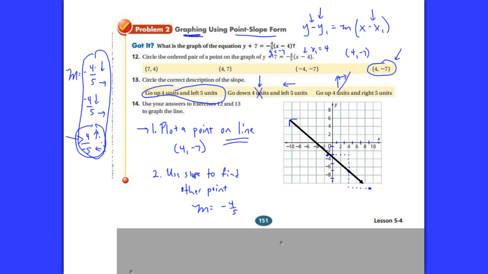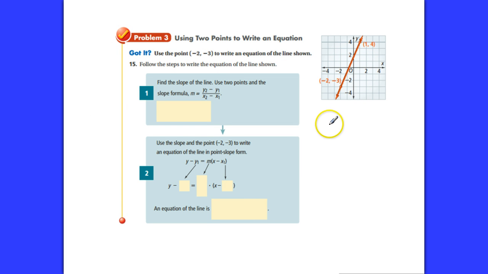Okay, we have one more part to wrap up here before we're done. Let's say that they give us 2 points and they want you now to write an equation using this point slope information. So it says use the point -2, -3 to write the equation of the line shown. So here's what they've shown me. This point is -2, -3, and this point is 1, 4.